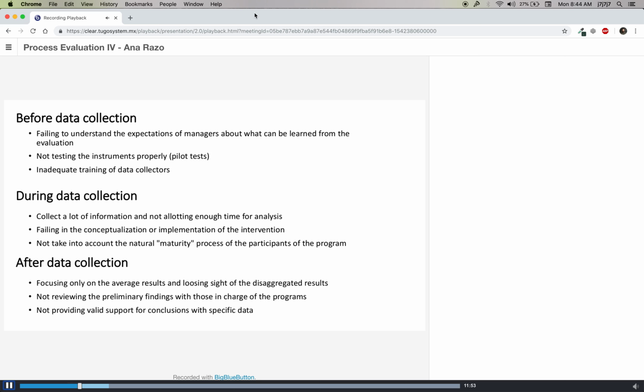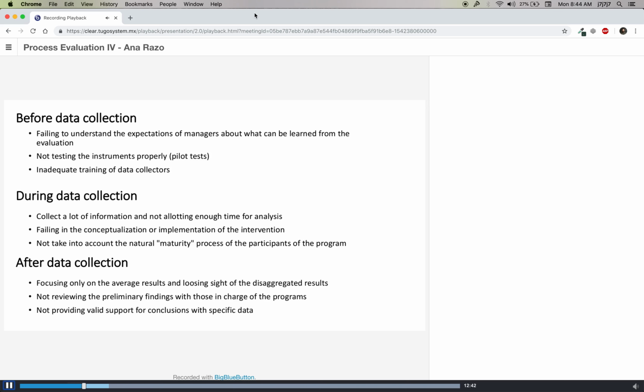Something that you also need to avoid is not reviewing the preliminary findings with those in charge of the programs. You need to guarantee that the interpretation of the data is related to the nature of the program. You need to make sure that they are understanding everything and the data, and also make sure that the conclusions are backed up with specific data. You have to have clear evidence to support this data. So in session 3, these are some of the elements, and there are some things that could go wrong, and you need to be ready to face this.